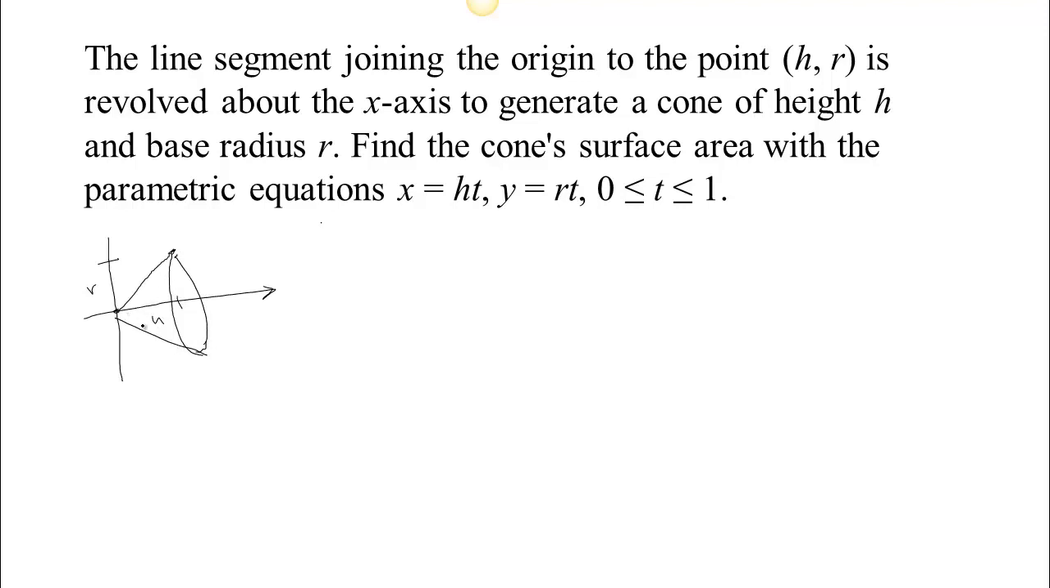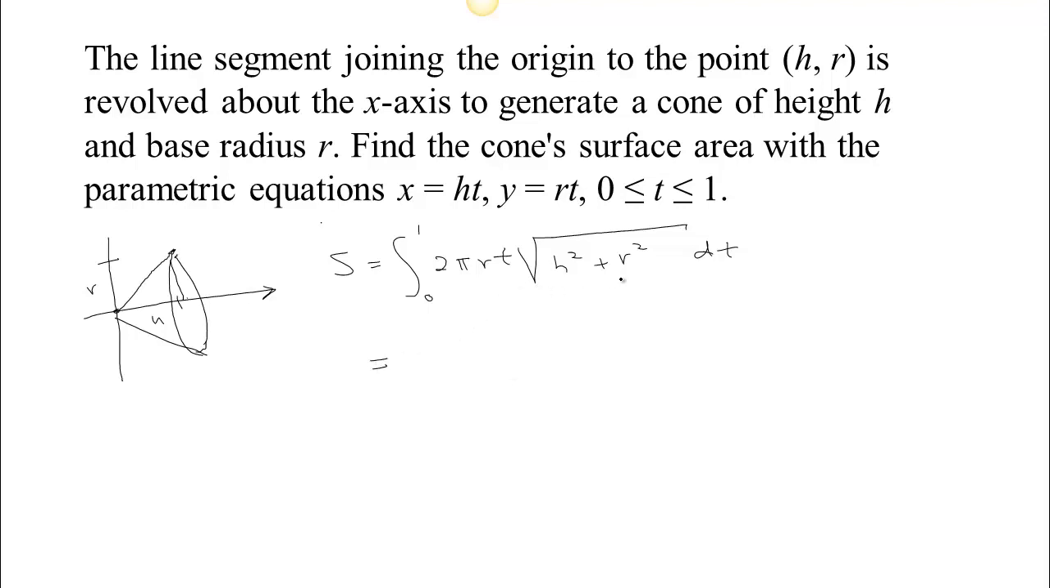And so if we could find the surface area of this, we could find the surface area of the lateral sides of a cone by using our formula. Remember, the formula is that the surface area equals the integral from the starting time to the ending time of 2 pi, in this case the radius here is y, so that's going to be rt, so 2 pi y times the square root of dx/dt, which is h, so h squared, plus dy/dt, which is r squared, dt.